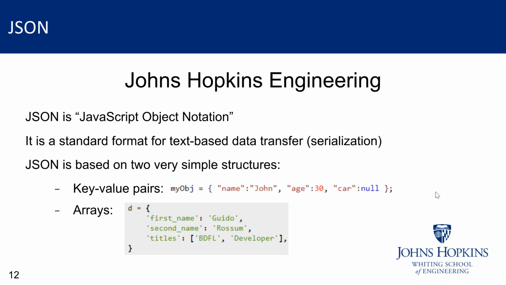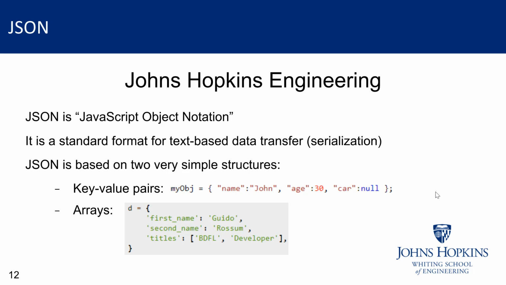You can see down below that JSON is based on just two super duper simple structures that you will come across in a number of different programming languages. The first one is a key value pair. You see an example where my object, myObj, is equal to what we call in Python a dictionary. And a dictionary is simply a mapping from a key to a value. A dictionary can have multiple key value pairs.